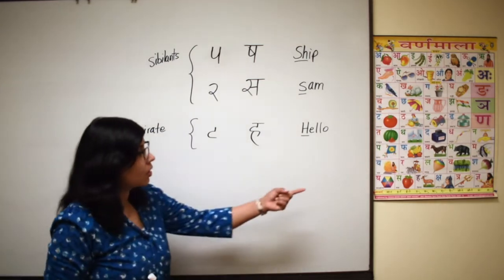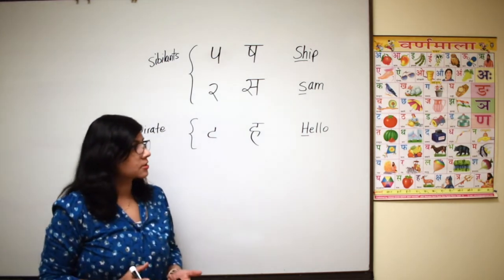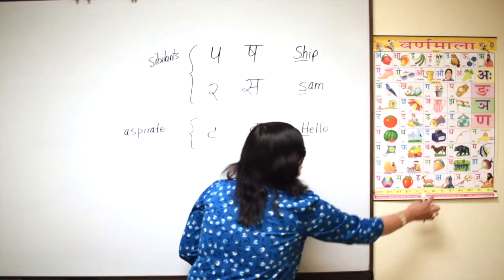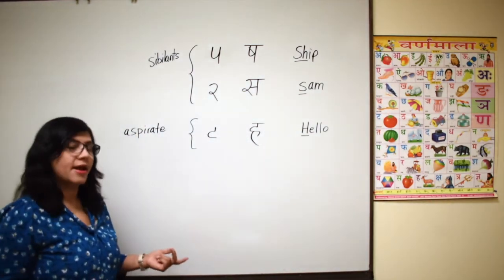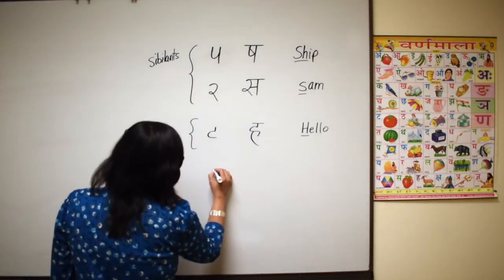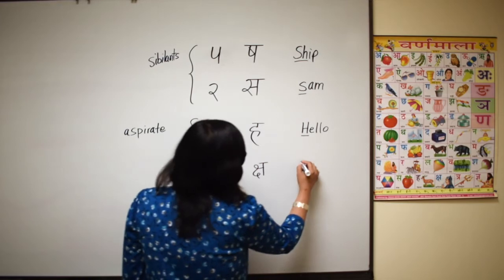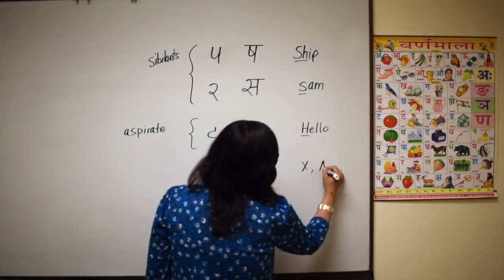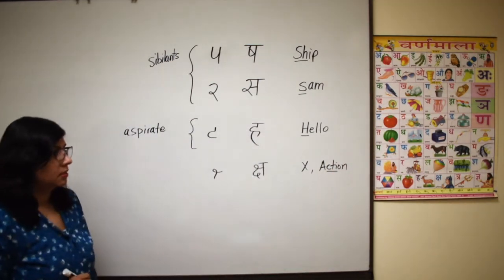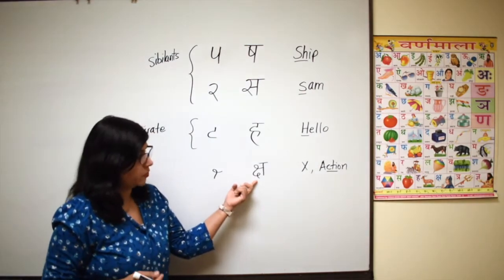The last three on a standard Hindi alphabet chart are combination letters that come from Sanskrit. This one is ksh, like the X sound. So this is how we make that. Ksh. So it's X, like action, okay, ksh. It's a combination of k and sh, as we can hear when we pronounce it.